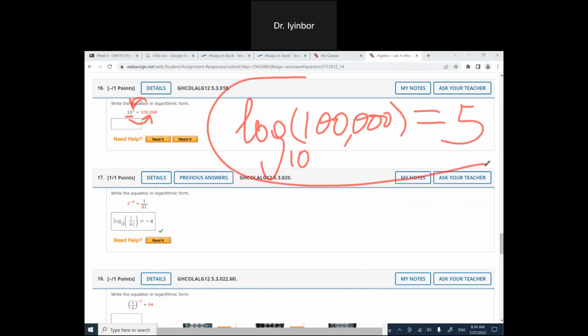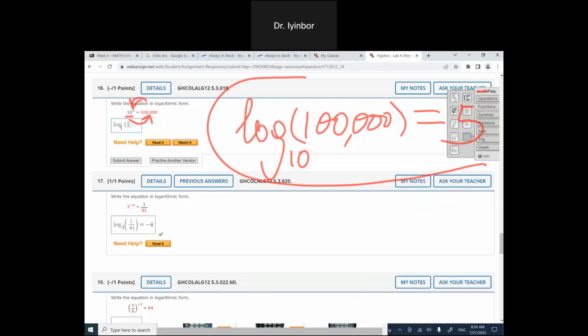Now, how you enter that? When you go to the answer box, you have to go to, in your math path, you have to go to functions, click at functions, and you're going to see log with the base. So the base is 10, and then you go to the parentheses, you put 100,000, and then equals 5.